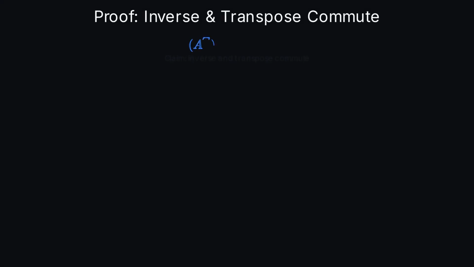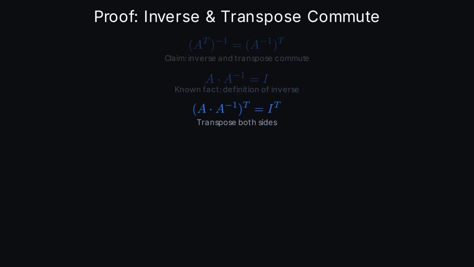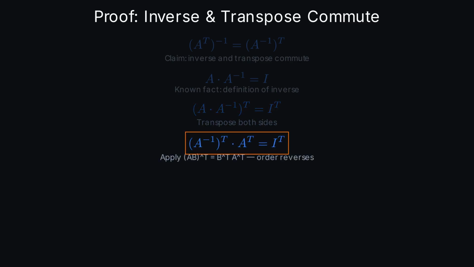Here's an elegant result. The inverse of A transpose equals the transpose of A inverse. These two operations, taking the inverse and taking the transpose, commute with each other. Let's prove it. Start from a known fact. A times A inverse equals the identity. Now transpose both sides of this equation. On the left side, we get the transpose of the product A times A inverse. Apply the product transpose rule from earlier. Remember, the order reverses, so this becomes A inverse transpose times A transpose.